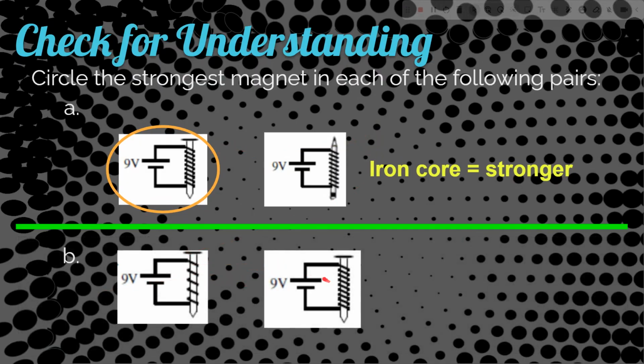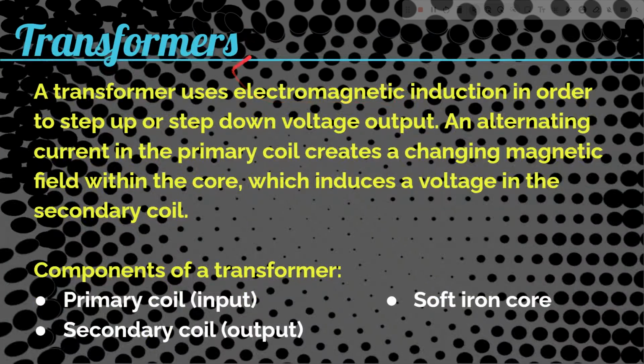Or you could compare these two. Again, this time they're both nails. This time they're both 9-volt batteries. The only difference is the number of loops. And in the video clip, he goes over this as well if you want to watch the whole thing. But more loops is going to give you a stronger electromagnet. And so the one with more windings is going to be the stronger one. So again, that's how that might show up in a multiple choice question.